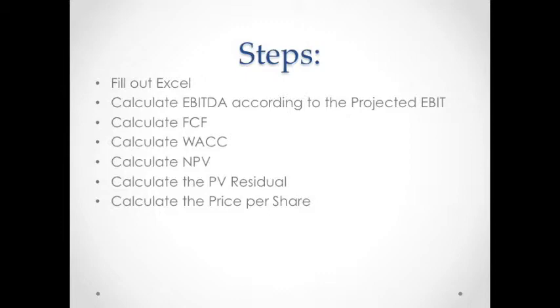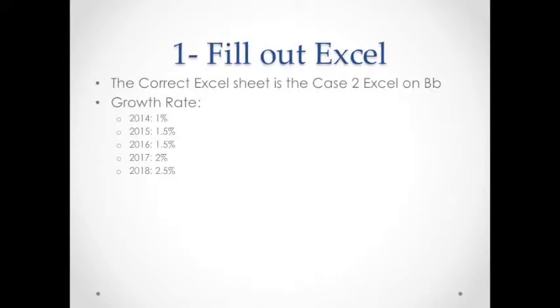Then I calculated the EBITDA according to the projected EBIT from the Excel. After that, I calculated the free cash flow and then the WACC. And using both of those, I got the net present value from the projected free cash flow. After that, I calculated the PV residuals and finally the price per share. Filling out the Excel, I corrected the two sheets.